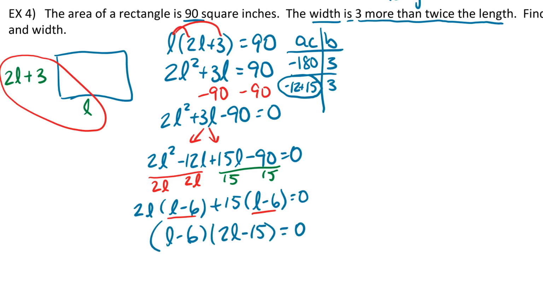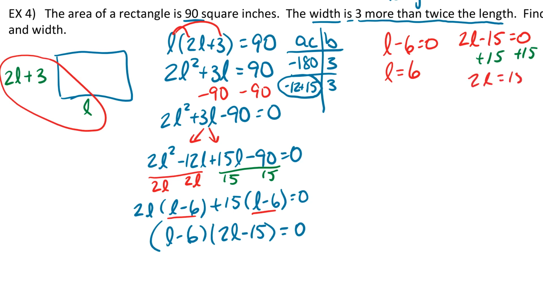All right, so now we just set both of those equal to 0. So we have L minus 6 equals 0. Add 6 to both sides, get L equals 6. And then 2L minus 15 equals 0. For that one it's 2 steps, so we add 15 to both sides. Then we have 2L equals 15.